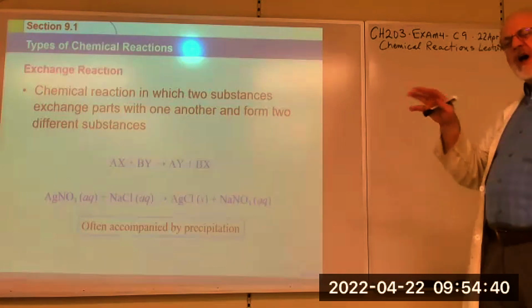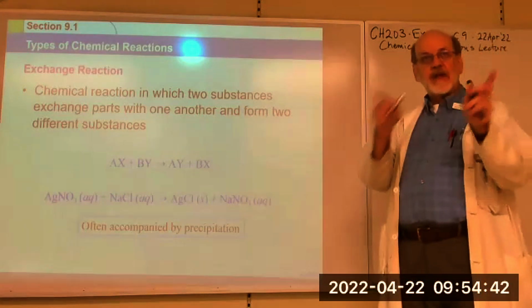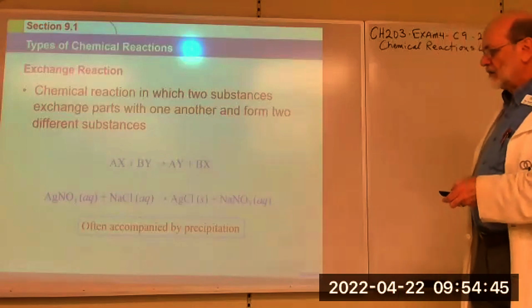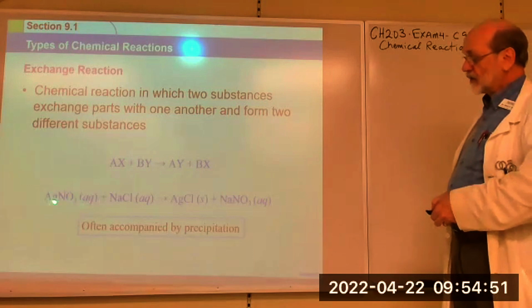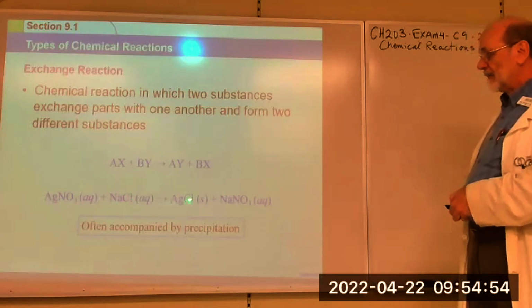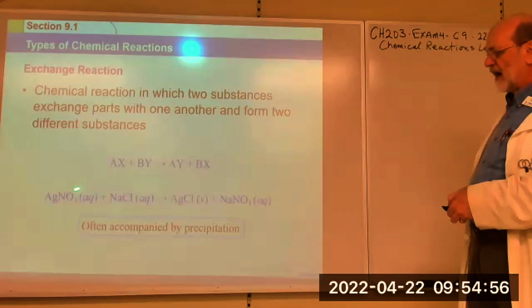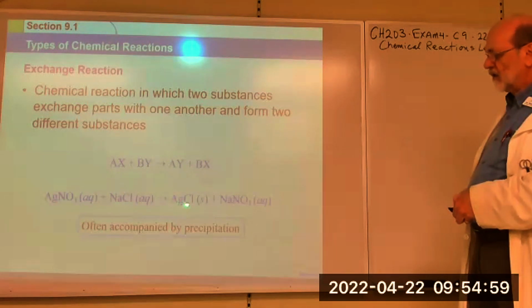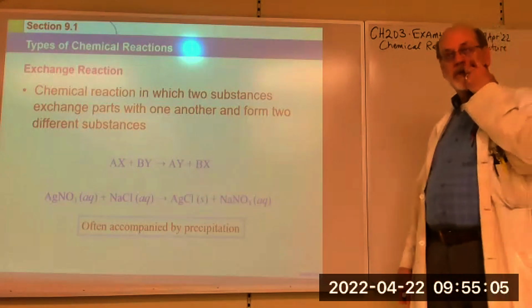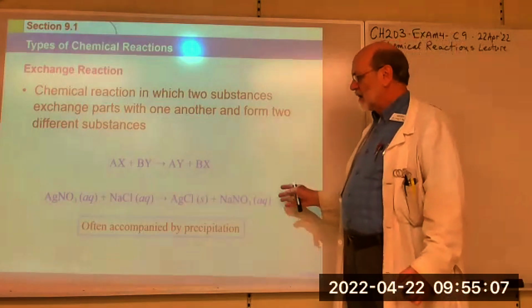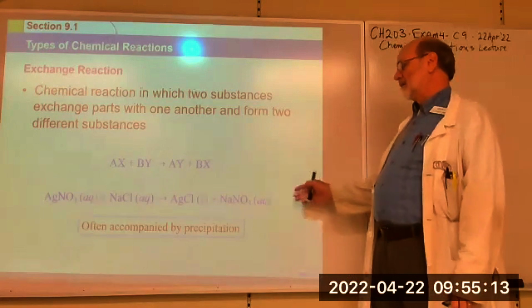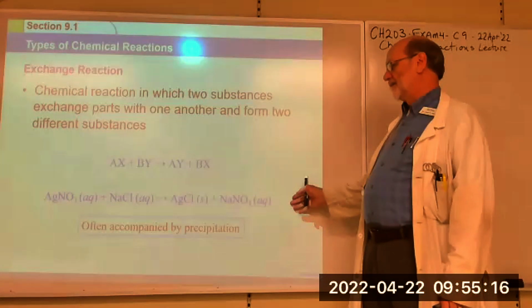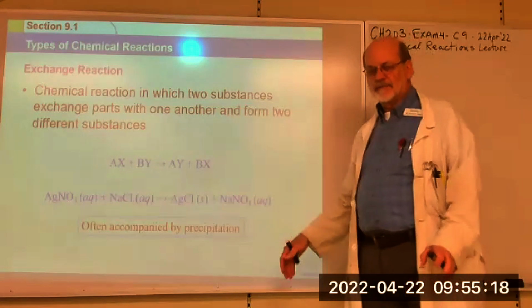An exchange reaction is where you get two compounds and they just swap dance partners. A good example here is silver nitrate in aqueous solution and sodium chloride in aqueous solution, and the silver and the chlorine now combine. Silver from here, chlorine from there, to make silver chloride, which is a precipitate, and then sodium and nitrate are left over. And this is a molecular equation. That's what we call it.